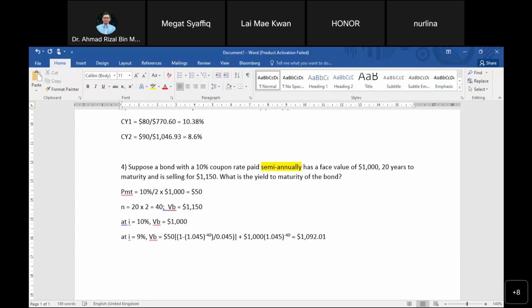Okay, what do you do next? Can you stop and start doing the interpolation just yet? Cannot. Okay, why? Because the value is still not in between 10% and 9%. At 10% it is 1,000, and you are solving for the yield to maturity at which the value is 1150.